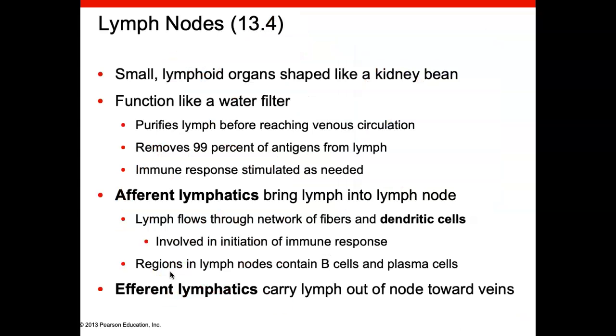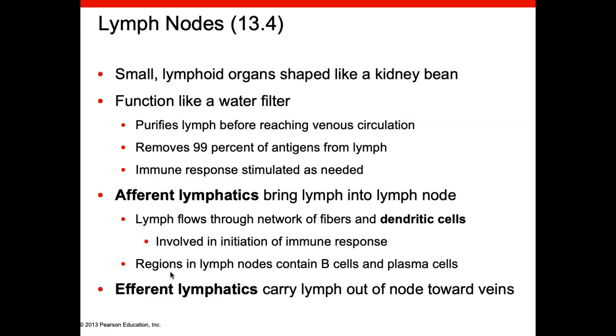Lymph nodes are small lymphoid organs shaped like a kidney bean. These function like a water filter. They purify the lymph before the lymph reaches the bloodstream. Almost 99% of antigens are removed from the lymph. The immune response is stimulated as needed.